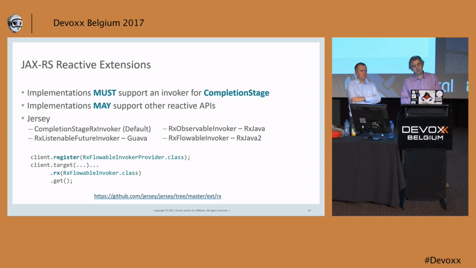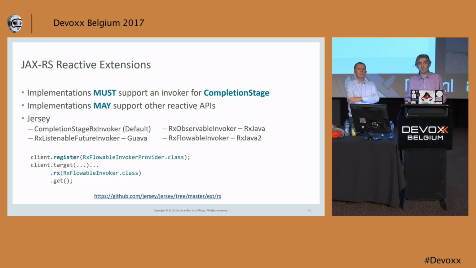Now, we have discussed a lot about the CompletionStage API of Java EE 8, but on the JAX-RS side, we also acknowledge that there are other reactive APIs on the market. If you look at the specification, the JAX-RS 2.1 specification has been written in a way so that it's open. It says that if you want to be compliant with JAX-RS 2.1, you need to support the CompletionStage API, so this new Rx invoker. But the specification is also open to other solutions. So a JAX-RS 2.1 implementer might decide to support other APIs than just the CompletionStage API of Java EE 8.